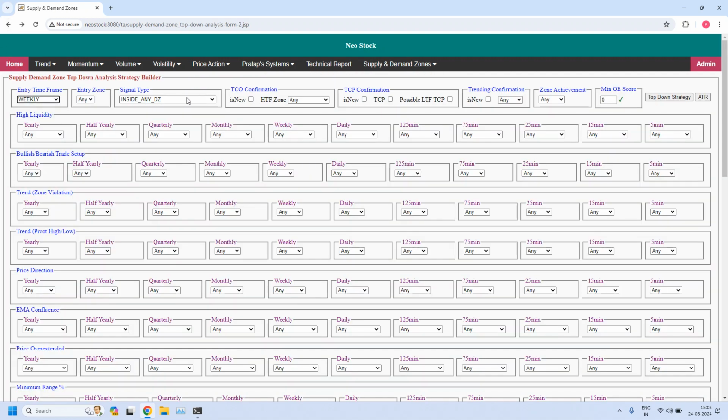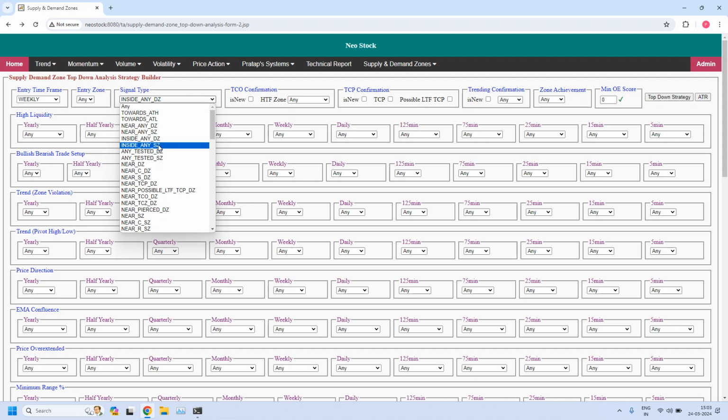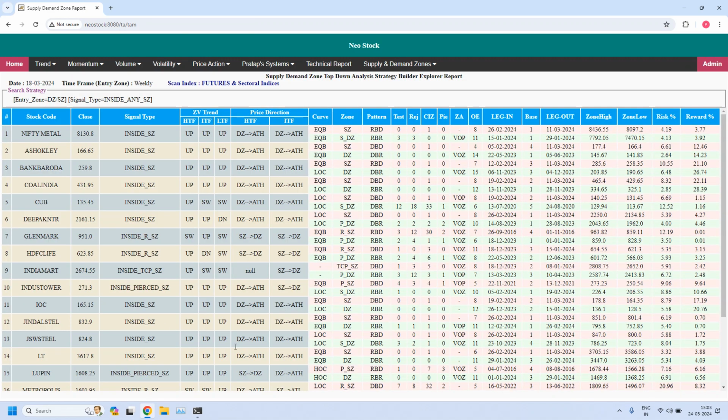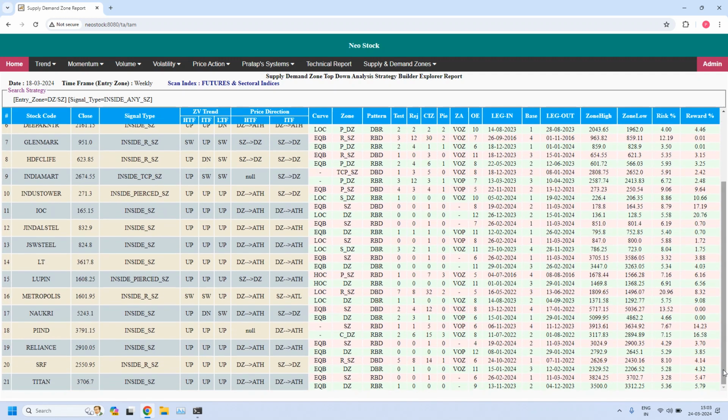For the weekly time frame, let us find the stocks where price closed inside the weekly supply zone. So this is the filtered list. Let me scroll down. A total of 21 stocks are filtered where price closed inside the weekly supply zone. So I am again moving back.